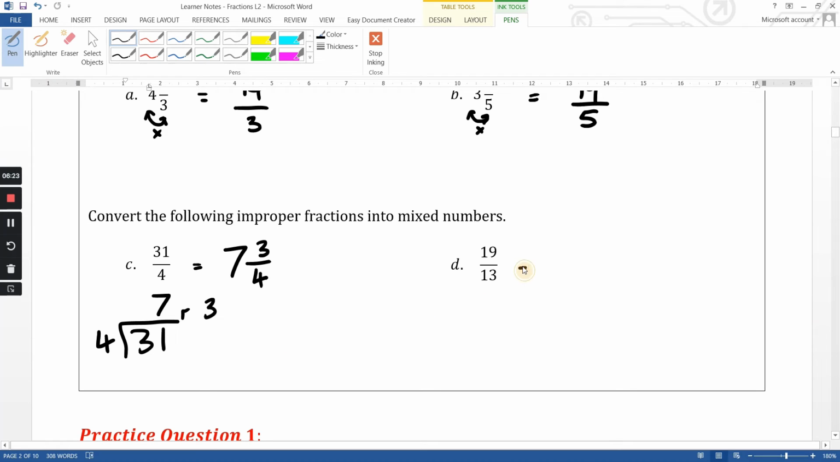Let's do the same for this one. So how many 13s go into 19? Just once, with a remainder of 6 left over, and 13 for your denominator. Yeah, that's how you change from top heavy to a mixed number.